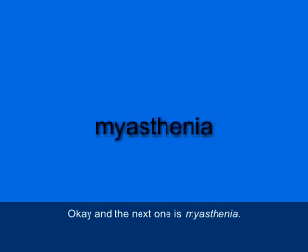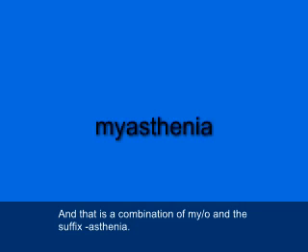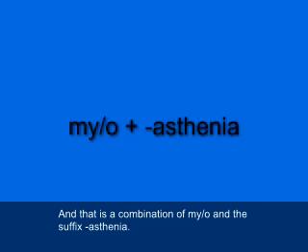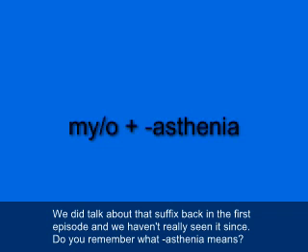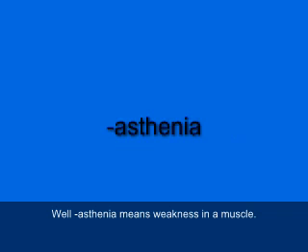Okay, and the next one is myasthenia. Myasthenia. And that is a combination of myo and the suffix asthenia. And we did talk about that suffix back in the first episode, and we haven't really seen it since. Do you remember what asthenia means? Well, asthenia means weakness in a muscle.